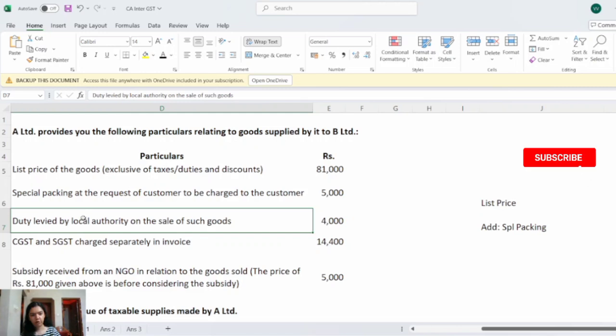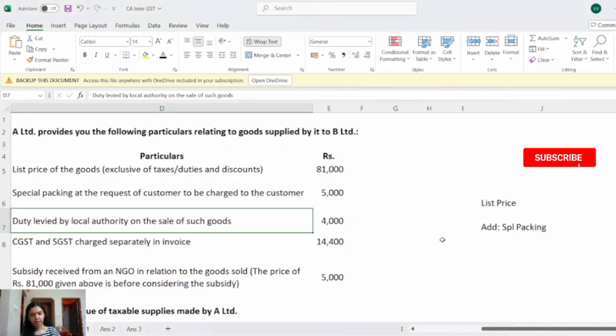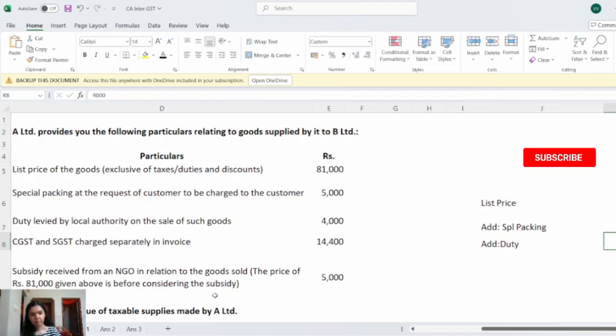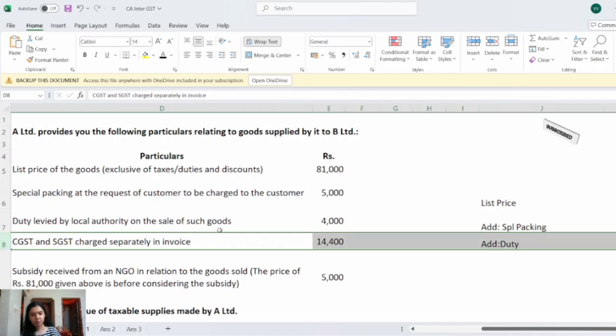Now coming to the treatment of duty levied by local authority. As per Section 15, taxes and duties levied under any law other than CGST and SGST are included in the value. Hence, duty levied by local authority, rupees 4,000, also has to be added to your list price. As per Section 15, duties other than CGST and SGST will be added to the list price. Hence, for the line item CGST and SGST, rupees 14,400, no treatment will be required.